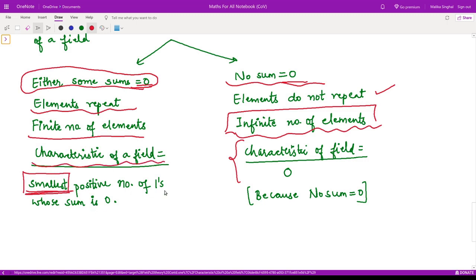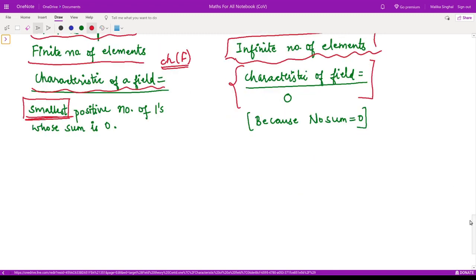We denote the characteristic by ch F. The characteristic of the field is the smallest positive number of ones whose sum is 0. And in the case where no such sum exists, the characteristic of the field is 0, right? That's it for this video. I hope that's enough, right?